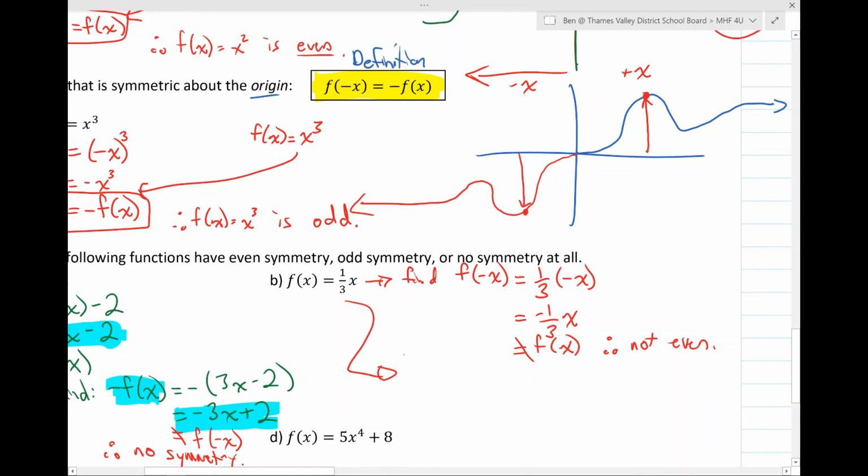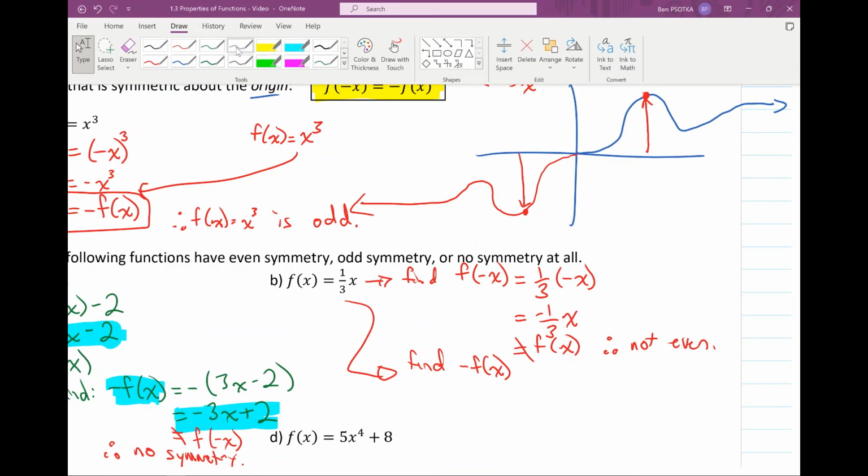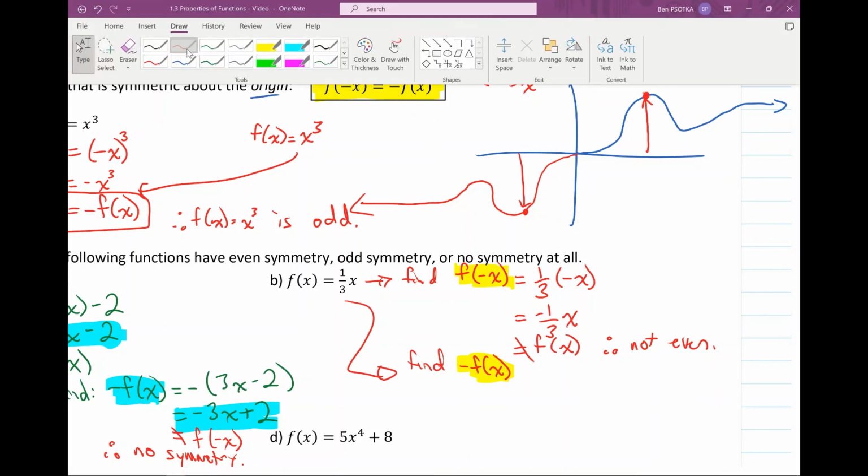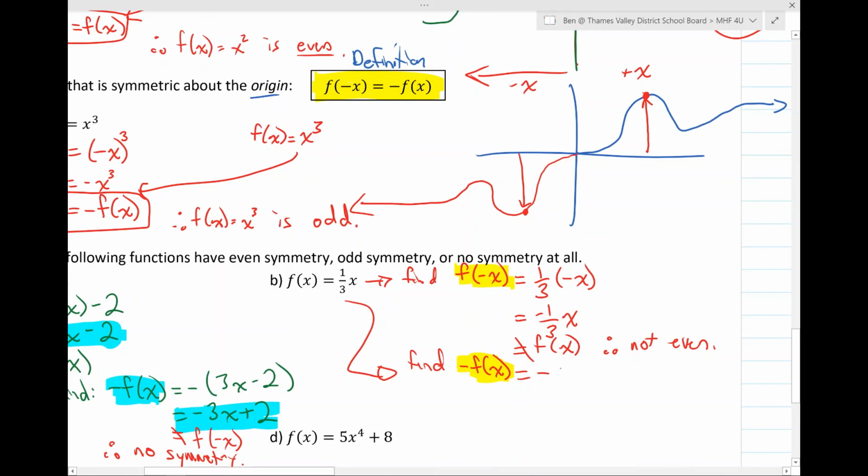Then we'll check to see if it's odd. Checking to see if it's odd, we find negative f of x, and we compare that to our f of negative x. F of negative x is here, negative f of x is there. Those are what we're comparing for an odd function. So negative f of x equals negative 1 over 3x, and I can see right here, these are equal. They're absolutely equal. So that equals f of negative x. Therefore, this is an odd function. It is a function that has odd symmetry.